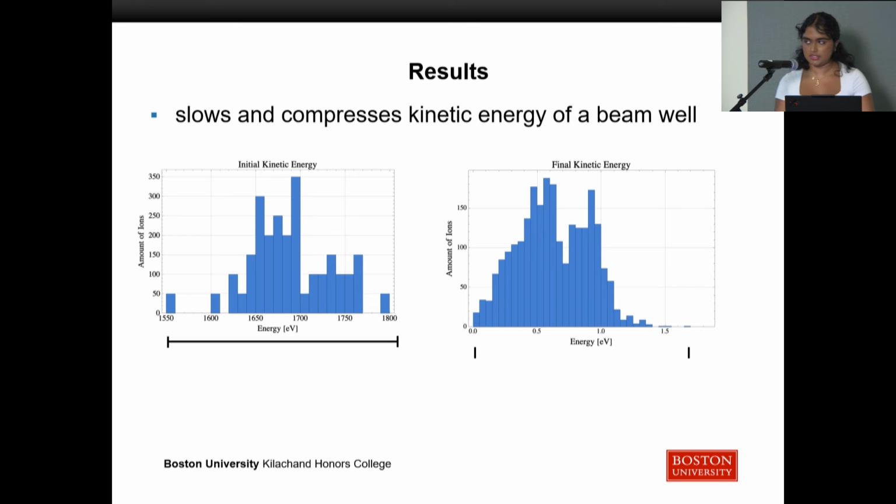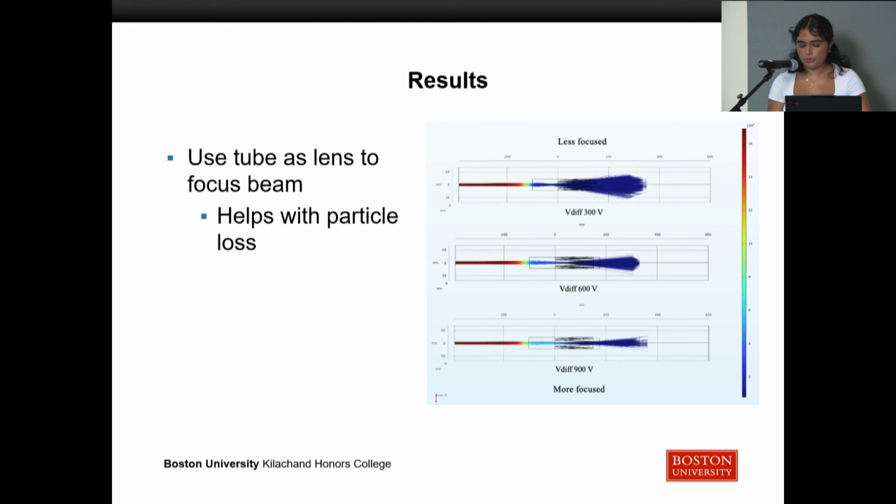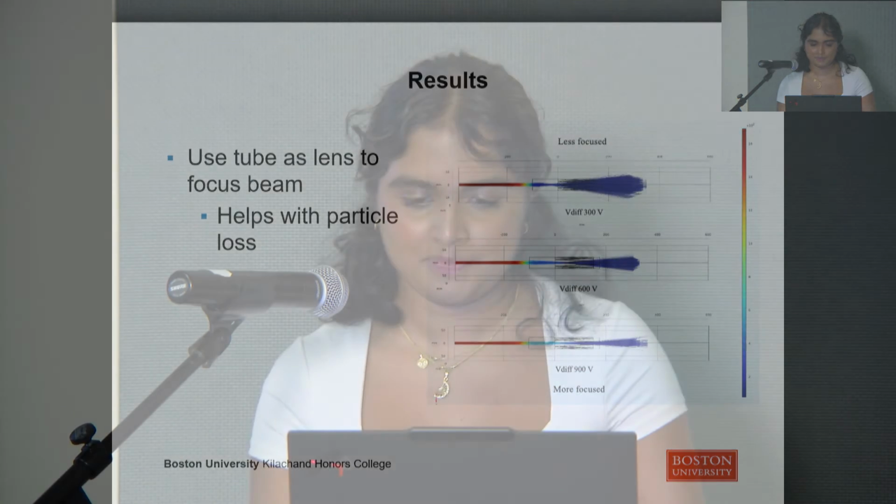So I was successful in simulating this pulse deceleration tube and showing that it's more effective than the current Borealis tube. I also found that by applying different voltages to each electrode, this tube can also be used as a lens. If we choose the combination of electrodes just right, we can see that the beam gets more collimated and easier to enter the tube. So this also helps with particle loss.